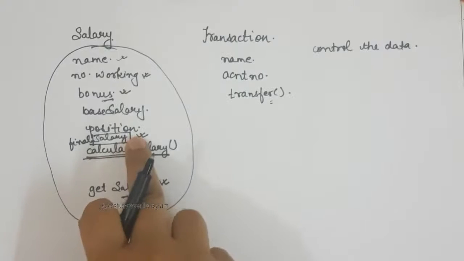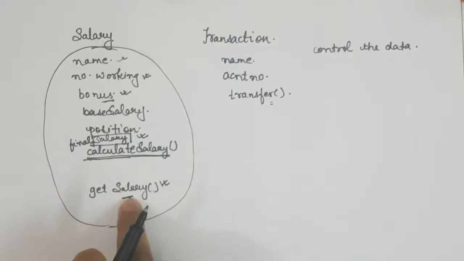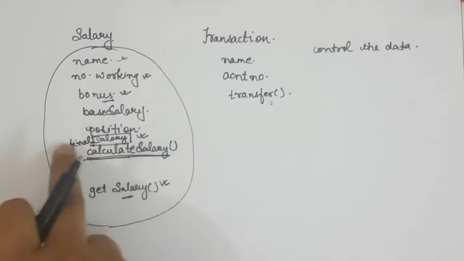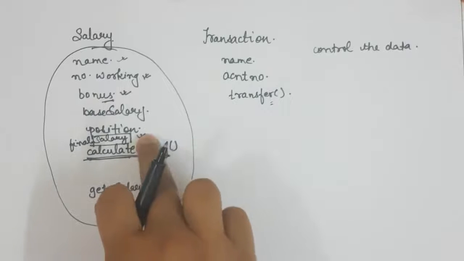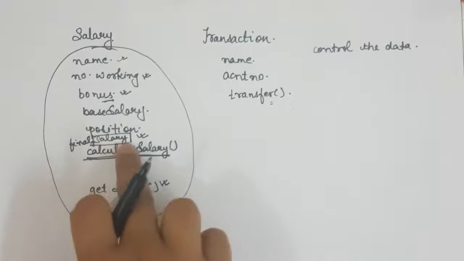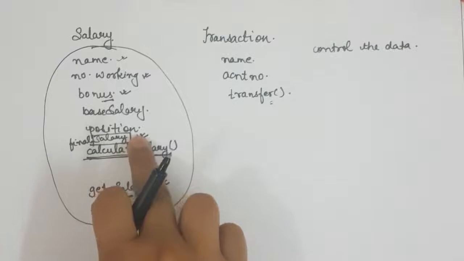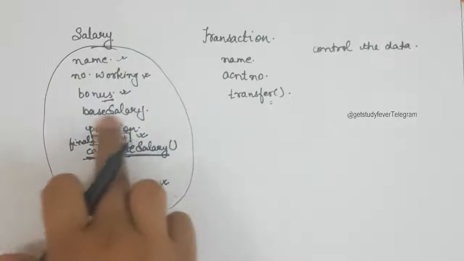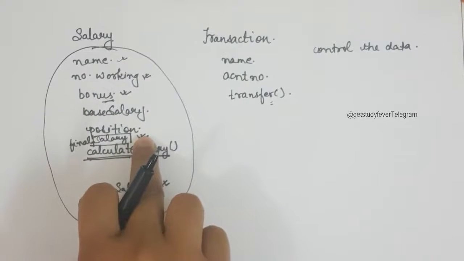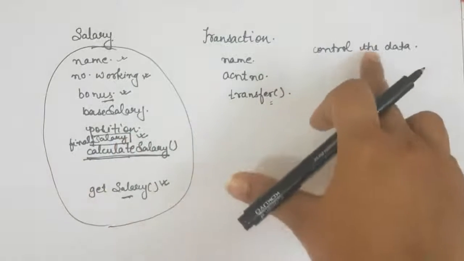So in this case, let's say final salary is the variable which is having the final salary, which is returned by the get salary method. So this final salary can be calculated in this salary object only using this method. So no other object is having access to final salary, and no other object can change the value of final salary. So this salary method has full control over this final salary data. No other object can come and change this particular data. So this is one thing, control the data.